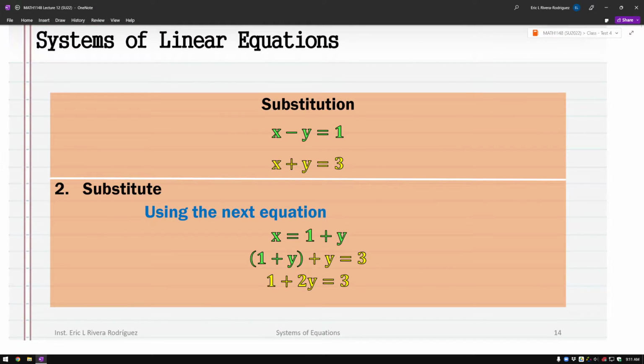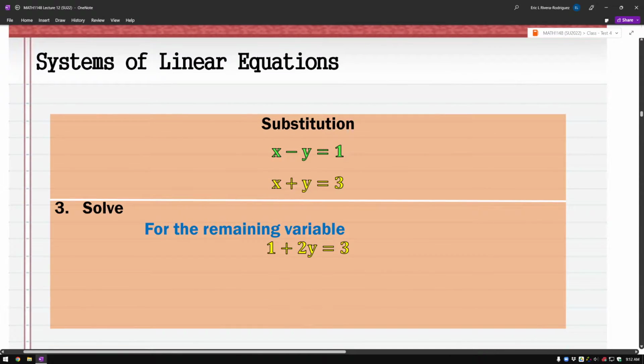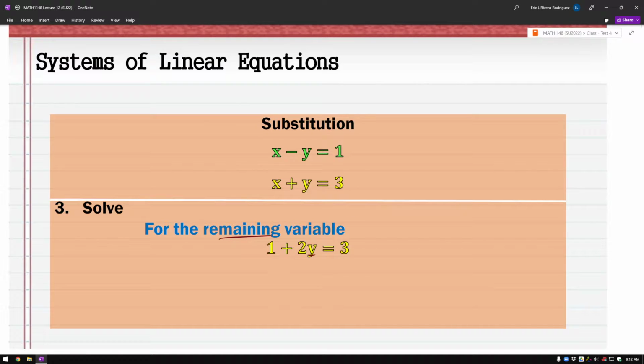We have like terms. We have one y and one y here, so two y's, and then we can solve for y. Once we substitute, one thing that you need to make sure of is that you end up with just one variable. Now we can solve for that remaining variable. So we can solve for y in this case.